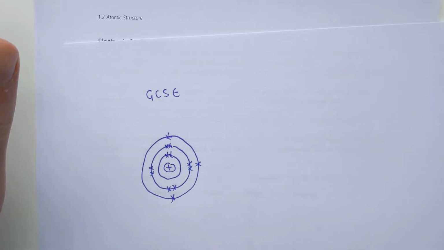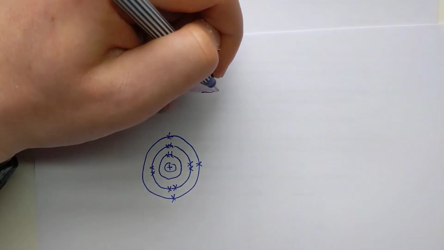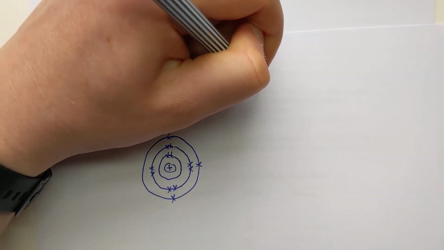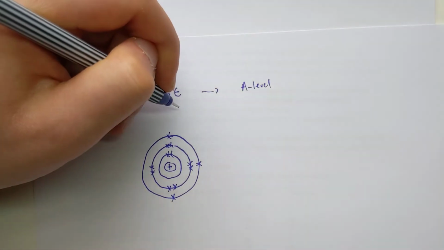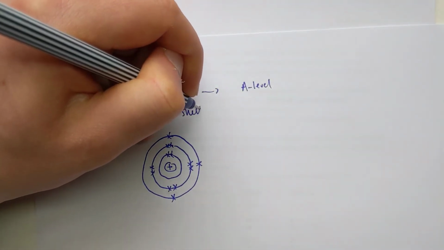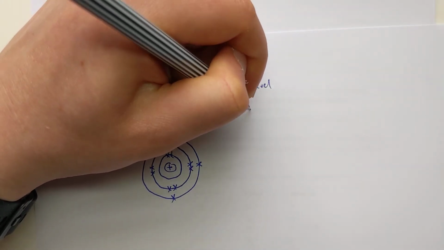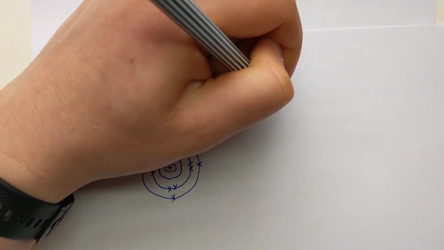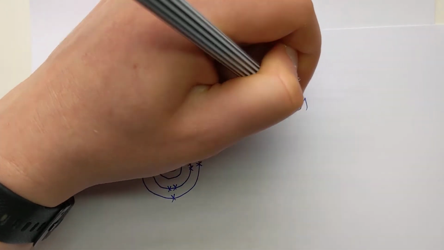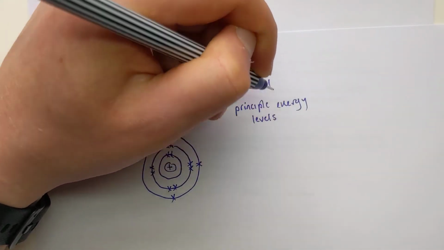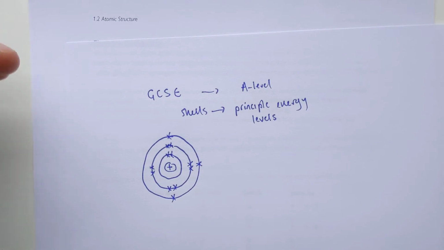So what are we going to change, or what are we going to improve when we get to A level? The main change is this. When you had shells at GCSE, we're going to give them a different name now. We're going to call them principal energy levels. Sounds a bit more sciencey. And it describes kind of the energy levels you'll put electrons into. So you start at the first energy level, and you go to the second one and the third one.